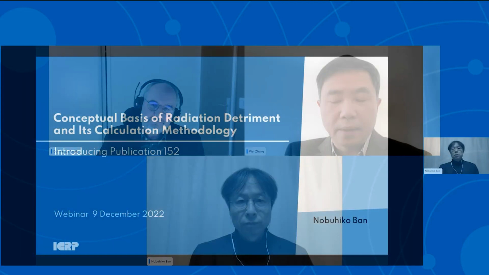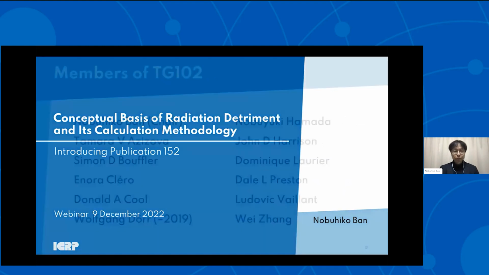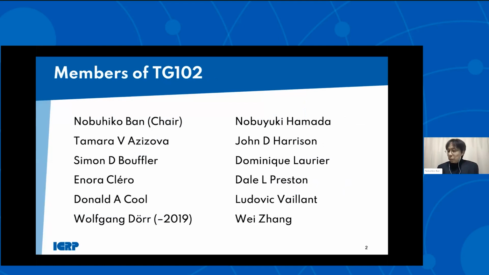So now let me start with the first presentation from myself. In this first presentation, I'm going to talk about the basics of radiation detriment. Publication 152 is the final report of Task Group 102. Task Group 102 was created under Committee 1 in 2016. The members of Task Group 102 are shown here.